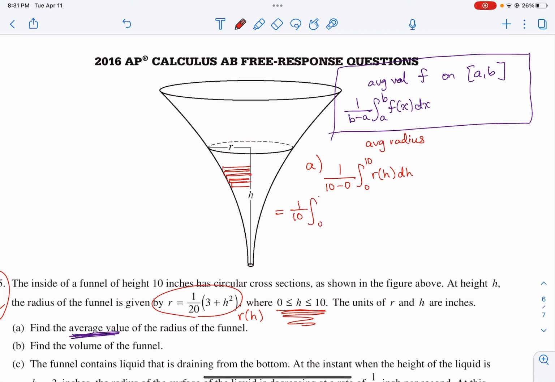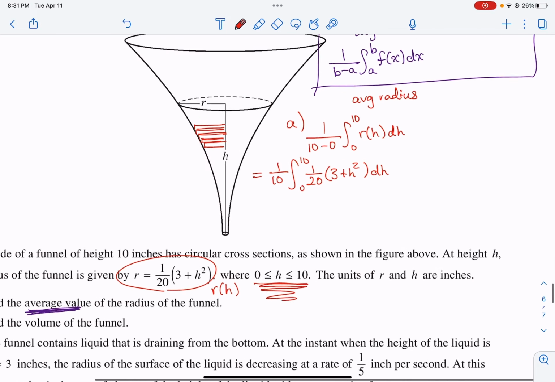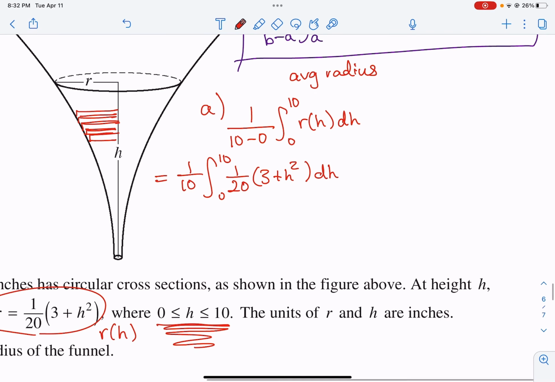So we have from 0 to 10, 1 over 20 times 3 plus h squared dh. That's the actual function. And now let's actually do the integral. So we have 1 over 10. In fact, I'm going to pull the 20 out. So we have 1 over 200, 0 to 10, 3 plus h squared dh.